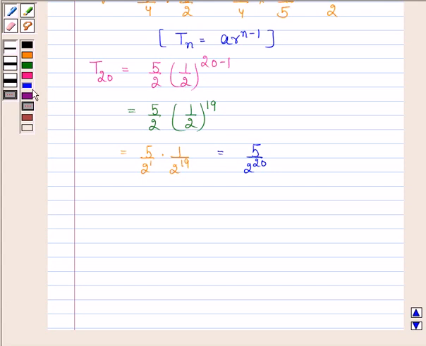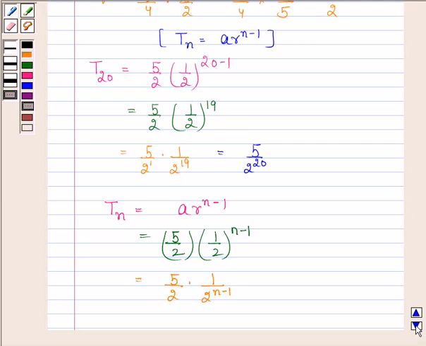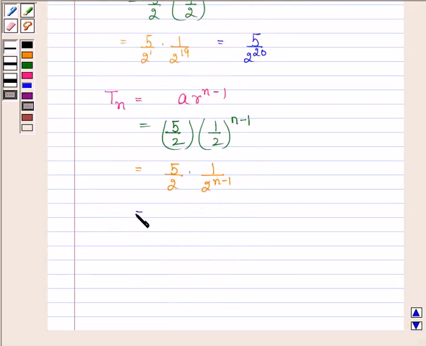Now we will find the nth term. We know that Tn is equal to A into R to the power n minus 1. Now here, A is equal to 5 by 2 and R is equal to 1 by 2. So we have 5 by 2 into 1 by 2 to the power n minus 1, and this is equal to 5 by 2 to the power n.